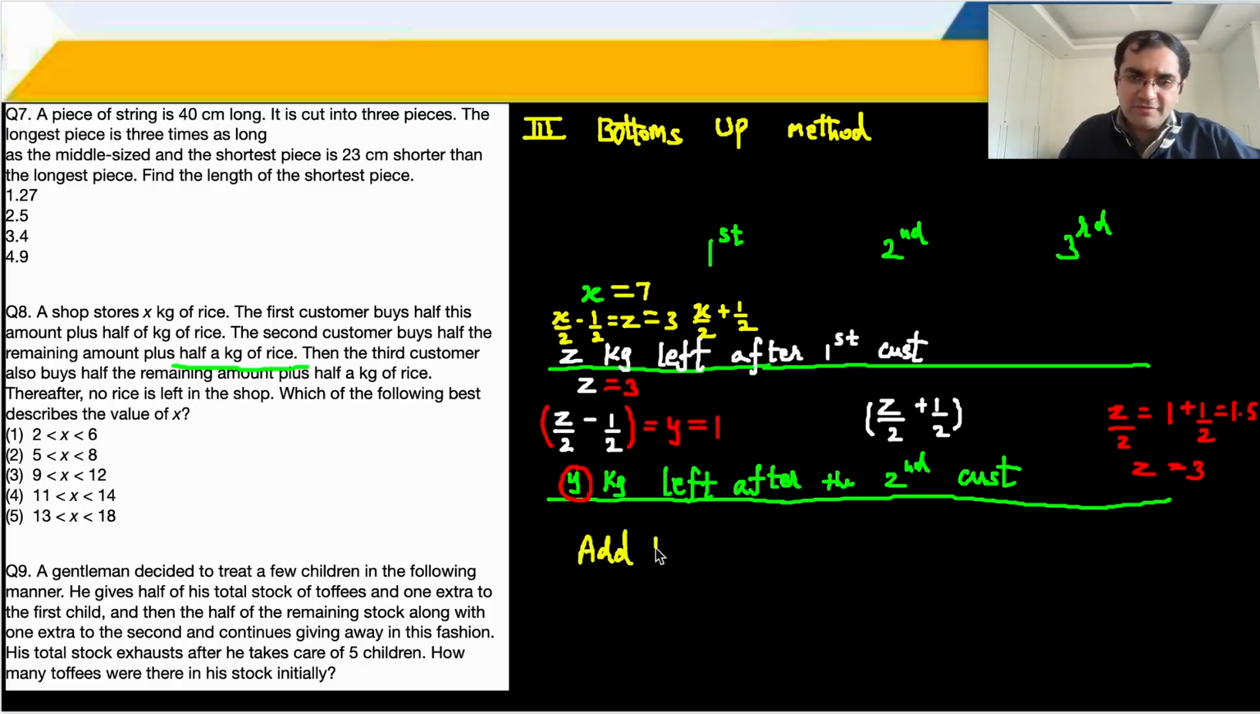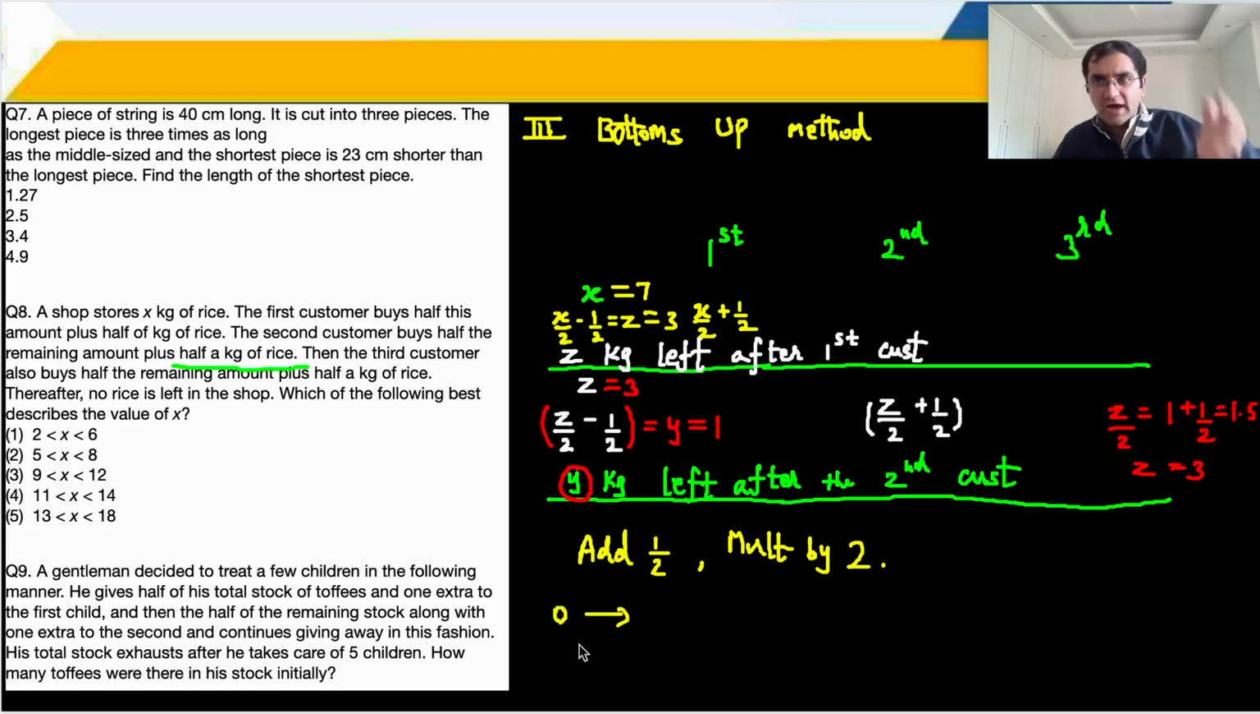Adding half, multiply by 2. Right? When you were working backwards, एक step में आपने ये चीज़ को realize कर लिया था. Add half, multiply by 2. So इसको अब हम orally कर सकते हैं. Working backwards from the bottom. So you have 0 kg rice, add half, 0 plus half is half, into 2 is 1.